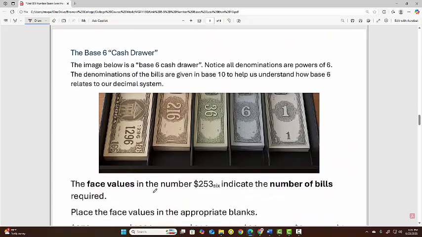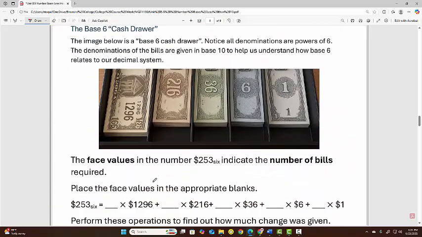Let's talk about a base 6 number system. So this image would be for a base 6 number system. By the way, all of the values are powers of 6. 6 to the 0 would give us the $1 bill. 6 to the first would give us the $6 bill. 6 to the second would give us 36. 6 cubed would give us 216. 6 to the fourth would give us 1,296. In a base 6 system, these values are our denominations.